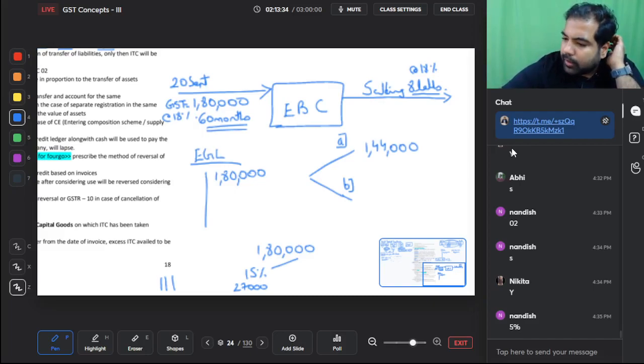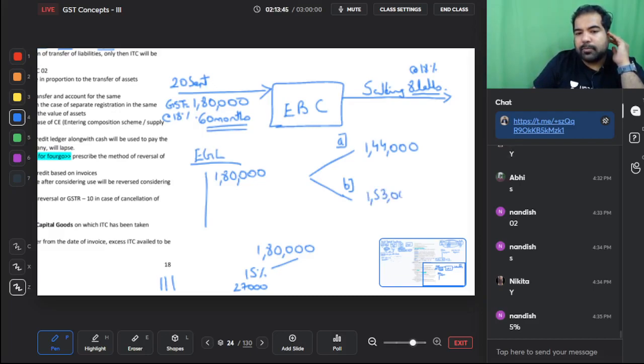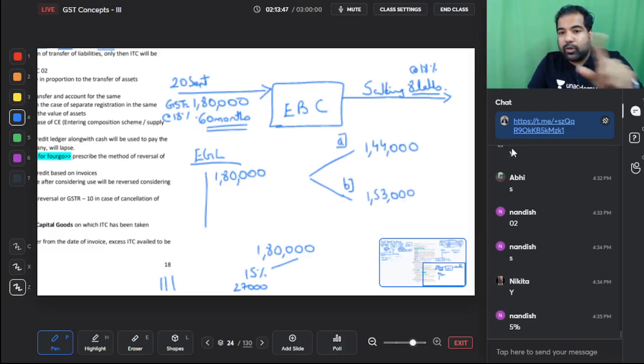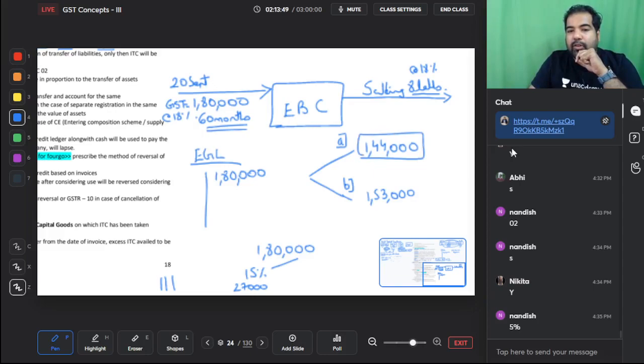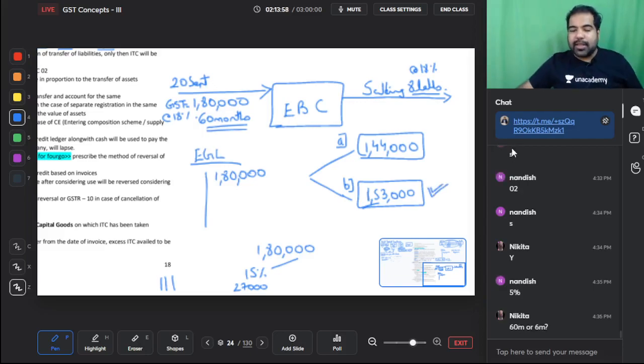But the remaining 85%, that is 1,53,000, you will have to reverse it. So whichever is higher of these two amounts, that you will have to pay to the government. So guys, in this case, how much will you pay to the government? 1,53,000. I repeat this, guys, pay attention.